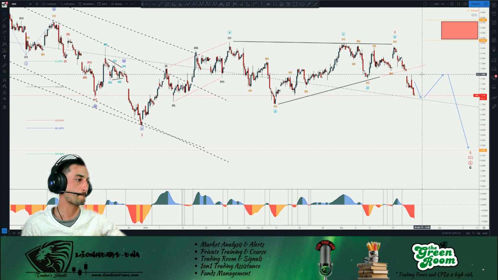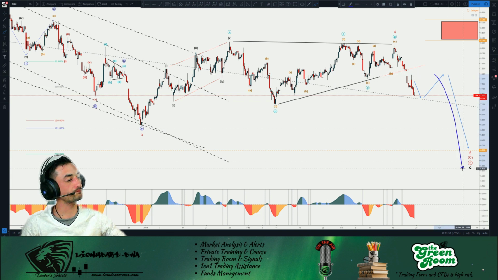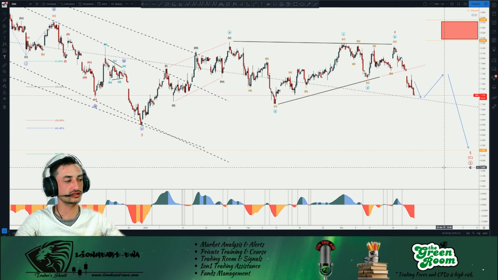Okay, so what am I saying here? I'm saying that Deutsche Bank could continue for the downside, after which the bull market might just return one last time.